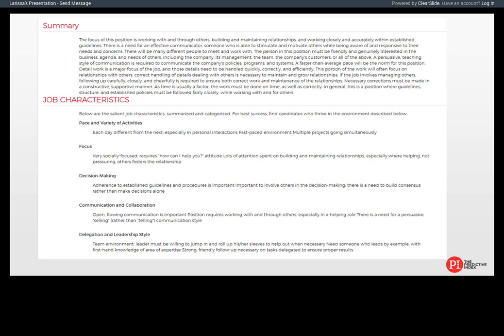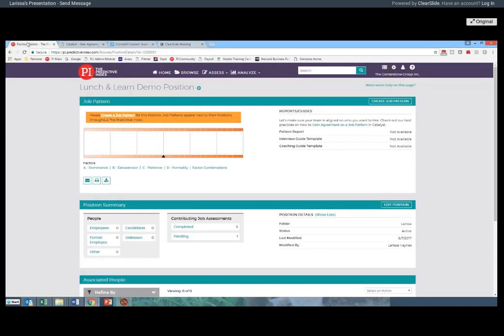I'm actually going to share my screen with you now while we go into the system. Are there any questions so far? Okay, super. For those of you that have the system access, this is what you would see before it's completed. There's nothing here that's completed.